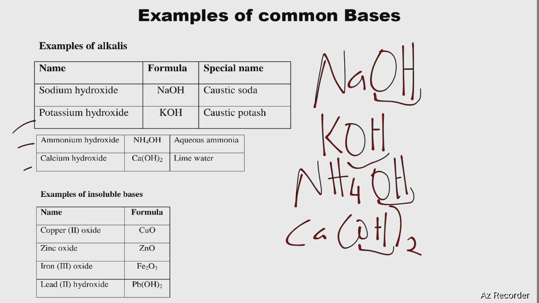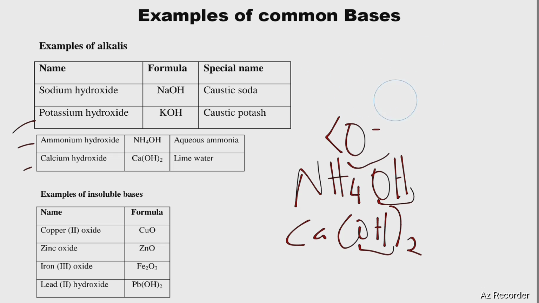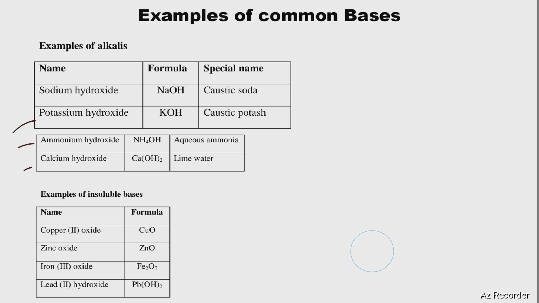Now we have insoluble bases. Insoluble bases are mostly bases such as those that contain the oxide groups most of the time. So you have copper oxide.